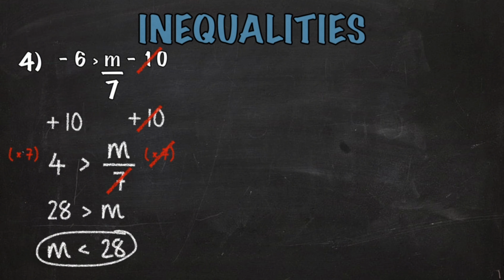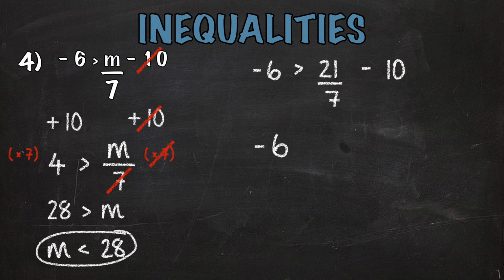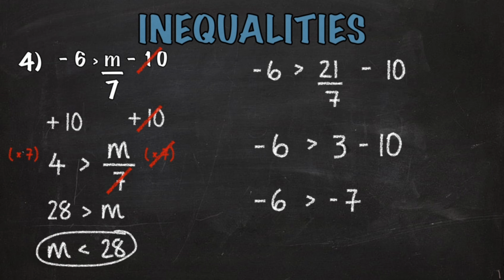Let's use a number which is less than 28 to prove the inequality. So let's substitute 21. If we use 21, we get minus 6 is greater than 21 over 7 minus 10. We can solve the fraction to get 3, as 21 over 7 gives us 3. 3 minus 10 gives us minus 7. So we have our answer as minus 6 is greater than minus 7, which is in fact correct. So m can be any value less than 28.